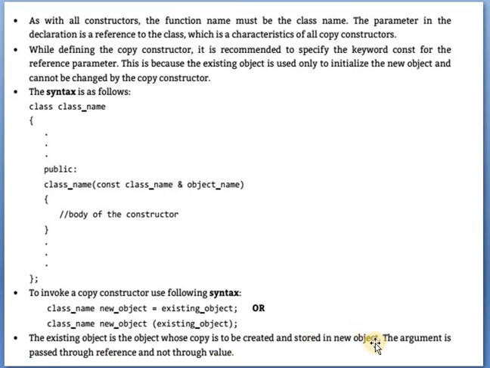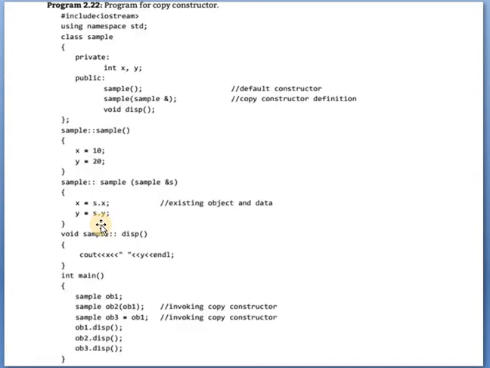So see here the important thing: when we pass the argument, it is through the reference and not through the value. So here the ampersand operator is used because it shows that it is a reference. It is passed by reference. And when we pass one object, a copy of that object is allocated or stored into the new object. Now see here the program of copy constructor.